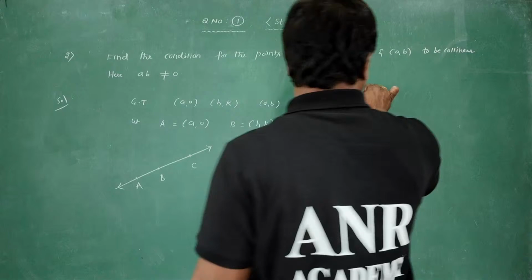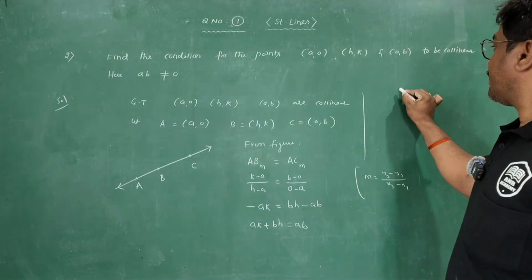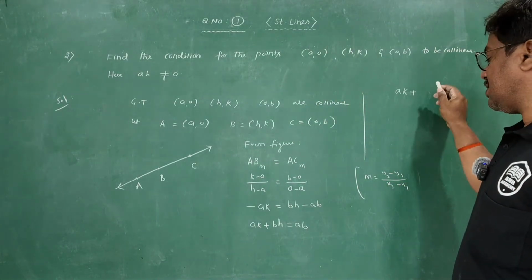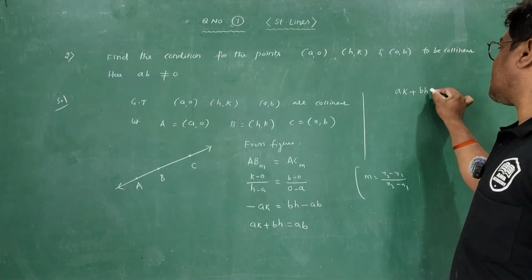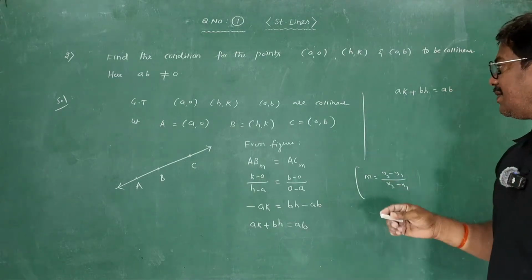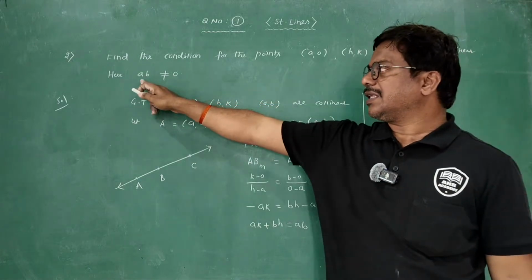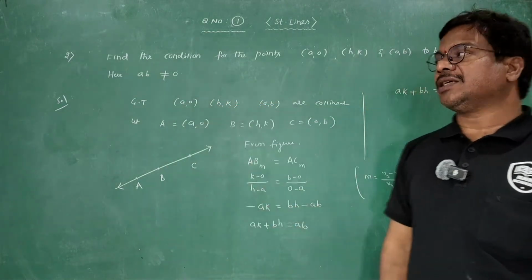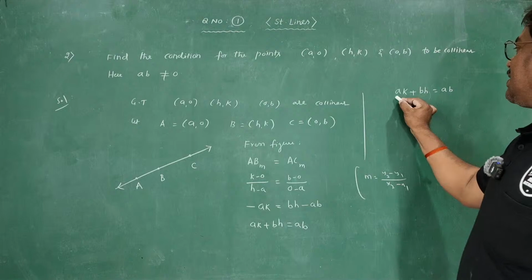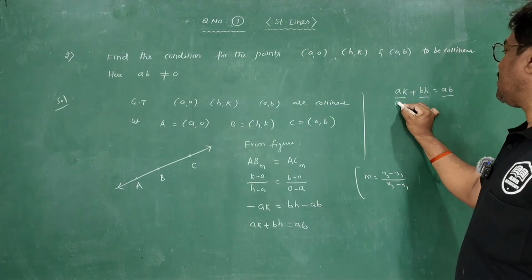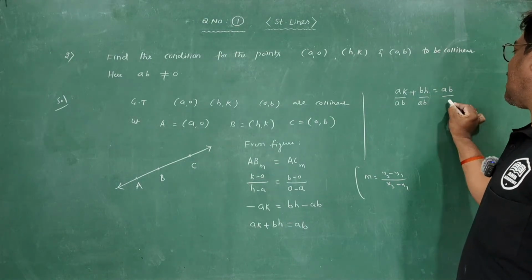In the next step, ak plus bh equals ab you have. Clearly given in the question, the condition is that ab is non-zero. So you may write it in the denominator part. I am going to divide each and every term by ab.